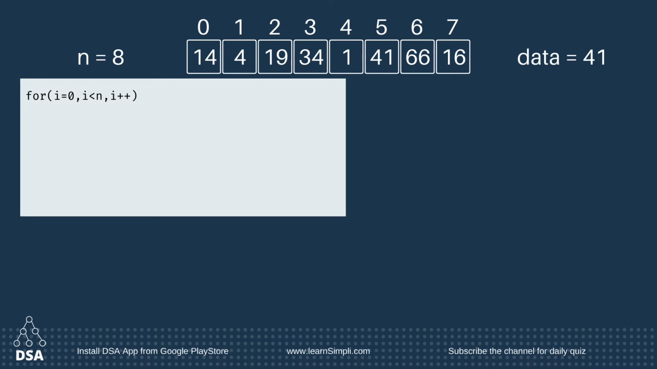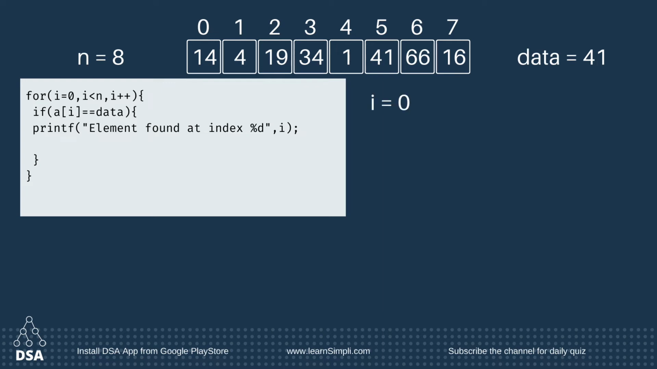For finding the element, we will write the if condition. Open brace. If a of i is equal to data, here data is the element that we are searching for. When we find the element, we will print it with this statement: printf("Element found at index %d", i). Close the brace. Close the printf here. Close the if condition.